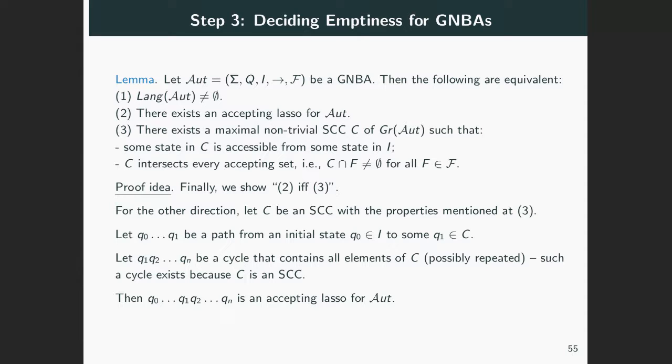It is easy to see that the lasso formed with the indicated stem, which is Q0 up to the state before Q1 on the path, and the indicated cycle, the one shown here, is an accepting lasso, which concludes the proof of this direction and concludes the proof of the lemma. We proved 1 if and only if 2, and then 2 if and only if 3. So all three statements are equivalent.